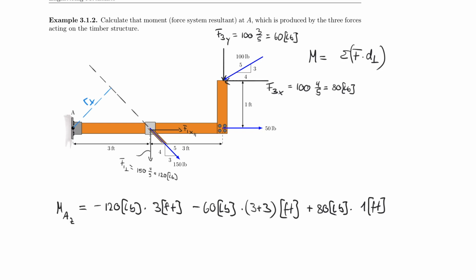And that is everything we need. So you see, it's once again just a single one-liner. And the result that we find for this one is minus 640 pounds. So minus 640 pound-foot. Pound-foot. And that is our result.